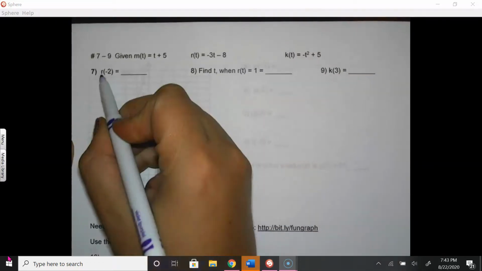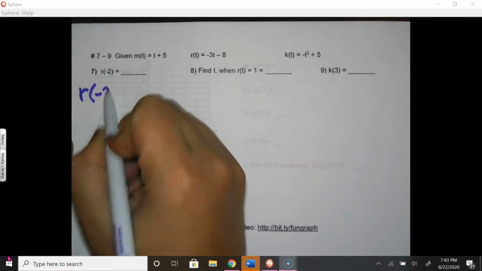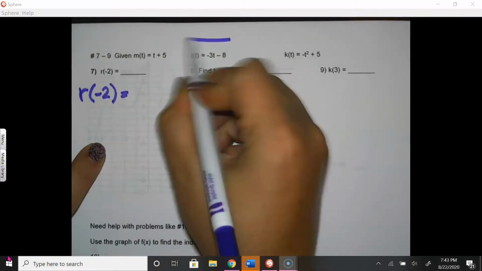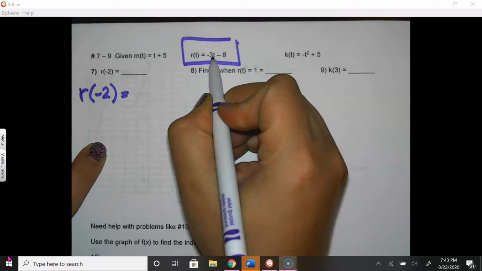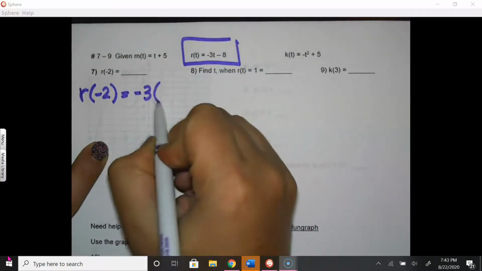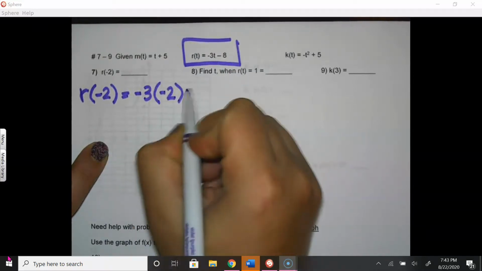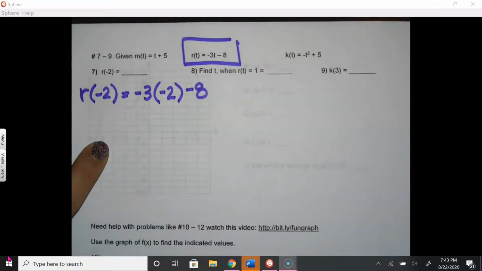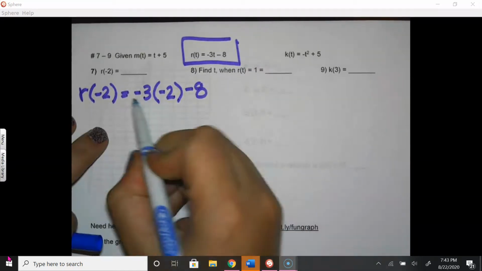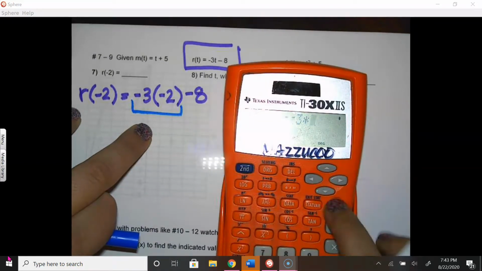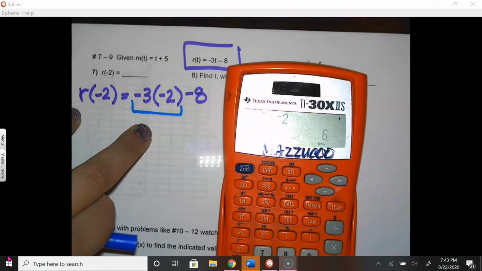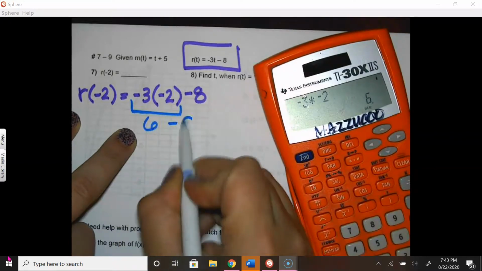Okay, so here it says to find r of -2. So we know we're using this function. And then we're going to take out t and plug in -2 for t. And then order of operations, we're going to multiply first. So -3 times -2 is +6. And then -8.